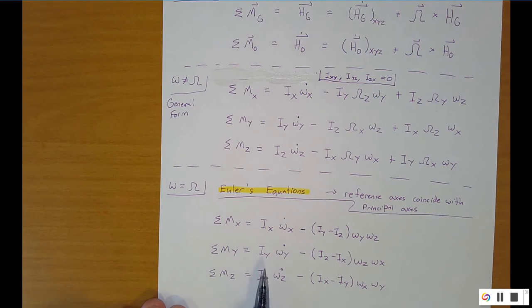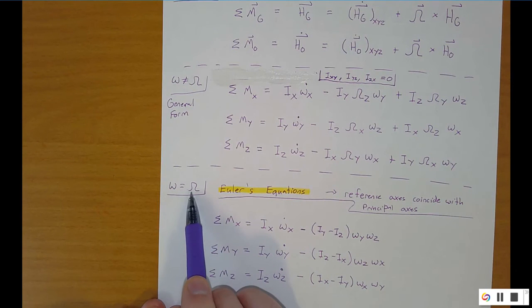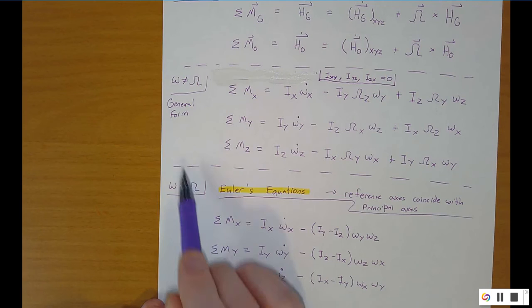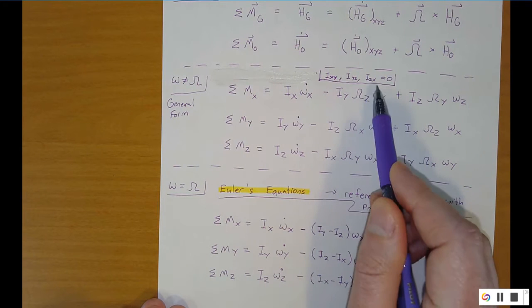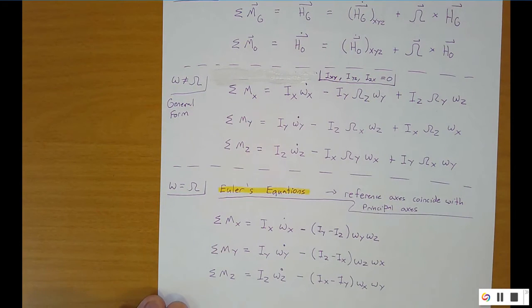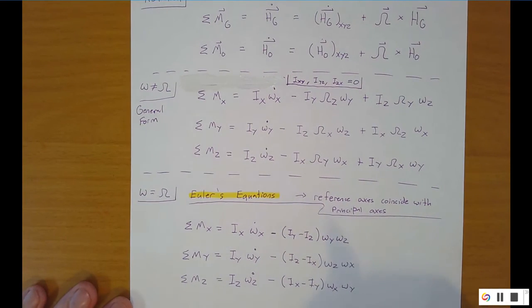But if for some reason we can't get omega to equal capital omega, the rotation of the coordinate system, then we have this general form to fall back on if we can make our products go to 0. So let's look at that with example 1.